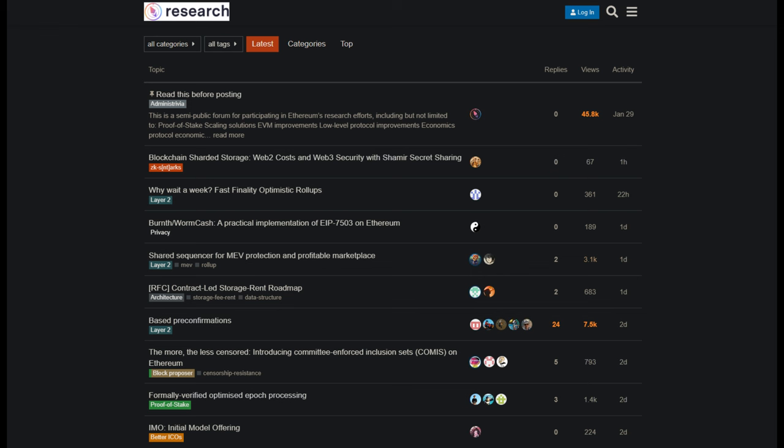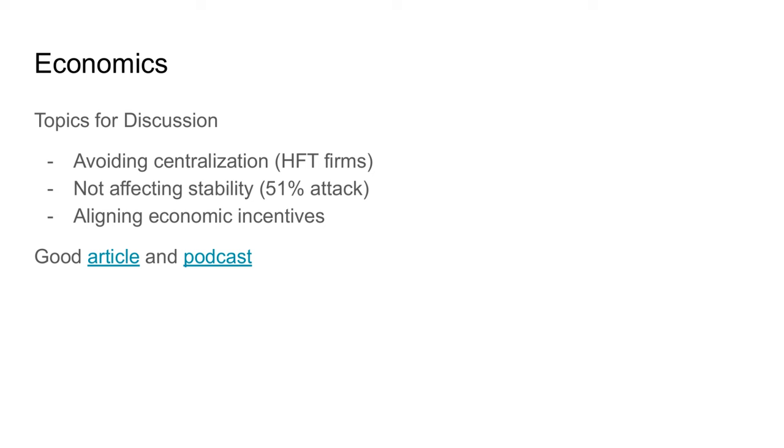So whenever we discuss MEV, usually the people at Ethereum Research consider a bunch of social factors, and the topics for discussion are usually avoiding centralization. We're seeing more and more high frequency trading firms like Jump Trading entering this MEV market. Ideally the ecosystem should still allow small time actors like solo searchers to join the market. If not, centralization might lead to bad outcomes.